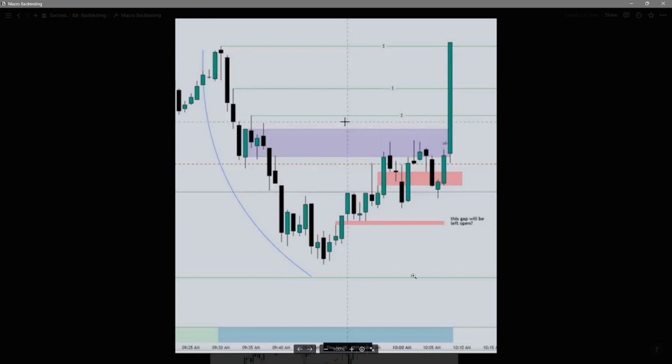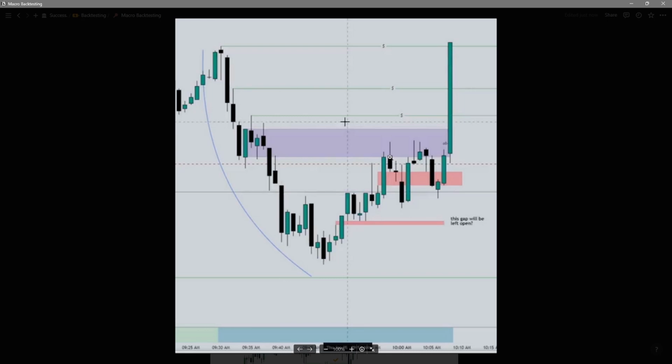Okay, here's a long setup. So we have 9:50 right here, and we already took out sell side, so buy side will be our target, this high. So we don't immediately retrace, but we do start going up towards the buy side, which is good, and we form this fair value gap, which is perfect.